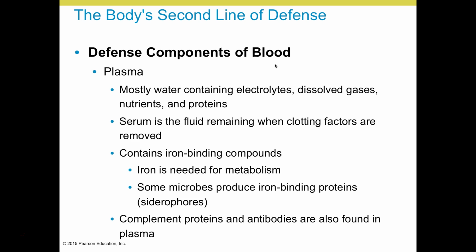So what is your blood system? Well, first of all, plasma. It's mostly water, okay? And most important, it also contains the iron-binding compounds, which are needed for your metabolism.